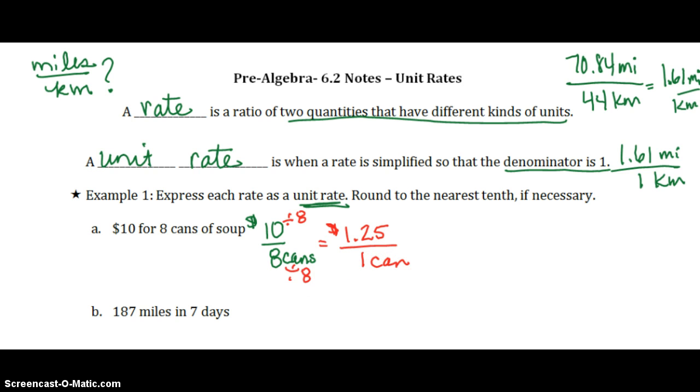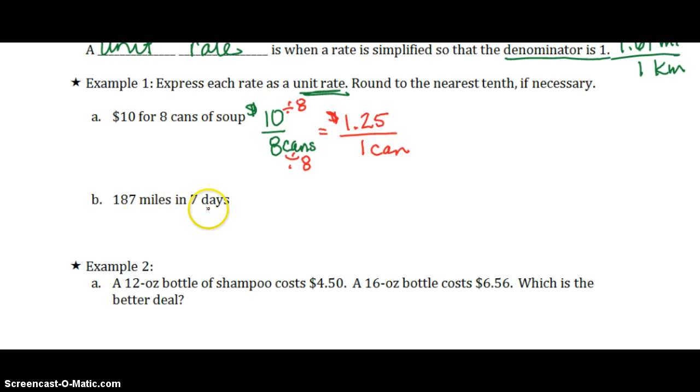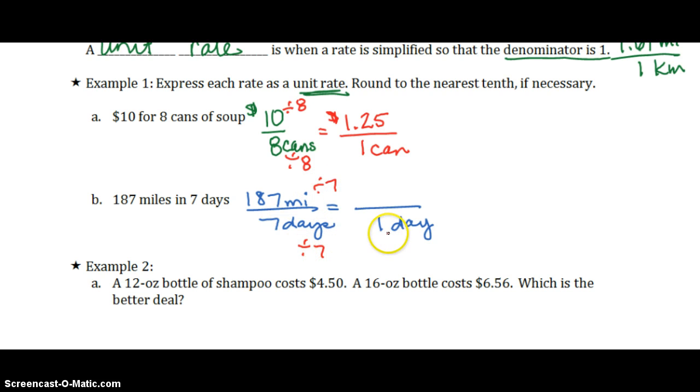All right, so here we have traveling miles in 7 days. So 187 miles in 7 days. Again, we want our denominator to be 1 day. How many miles did we travel per day? So we are dividing the top and the bottom by 7, because 7 divided by 7 is 1, and 187 divided by 7 is 26.7. So notice this is coming out to be a decimal, and that's okay because our denominator is 1. So we travel 26.7 miles per day.